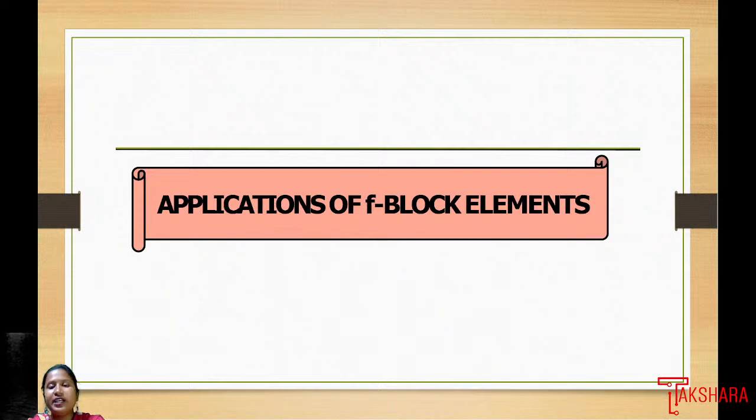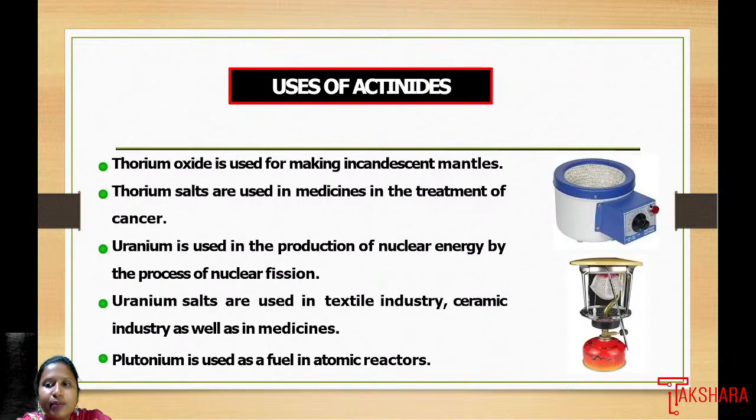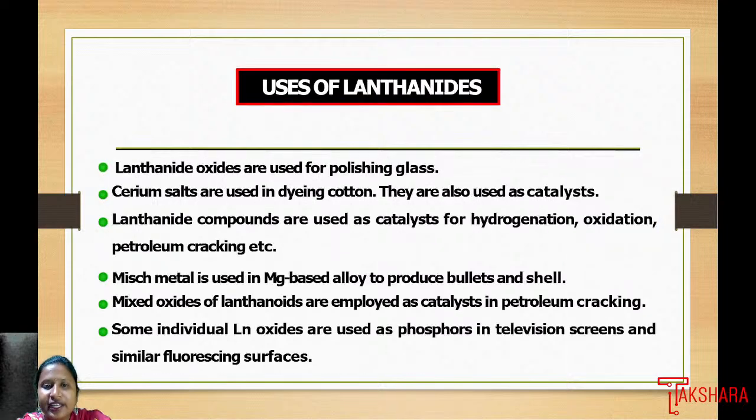Next we have applications of F block elements. So what are the applications of lanthanides and actinides? The first one is, lanthanide oxides are used for polishing glass. In the glass polishing process, lanthanides are used. Then cerium salts are used in dyeing cotton.